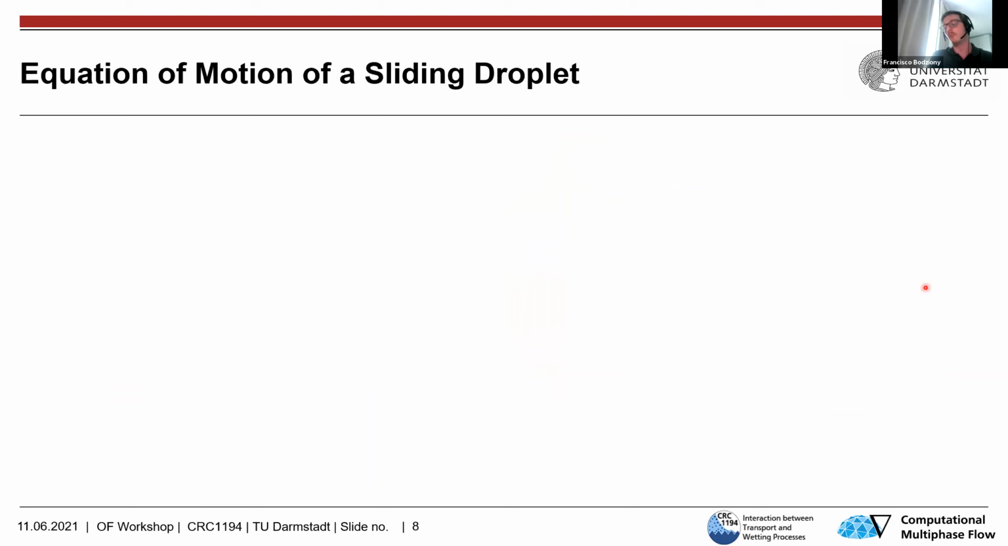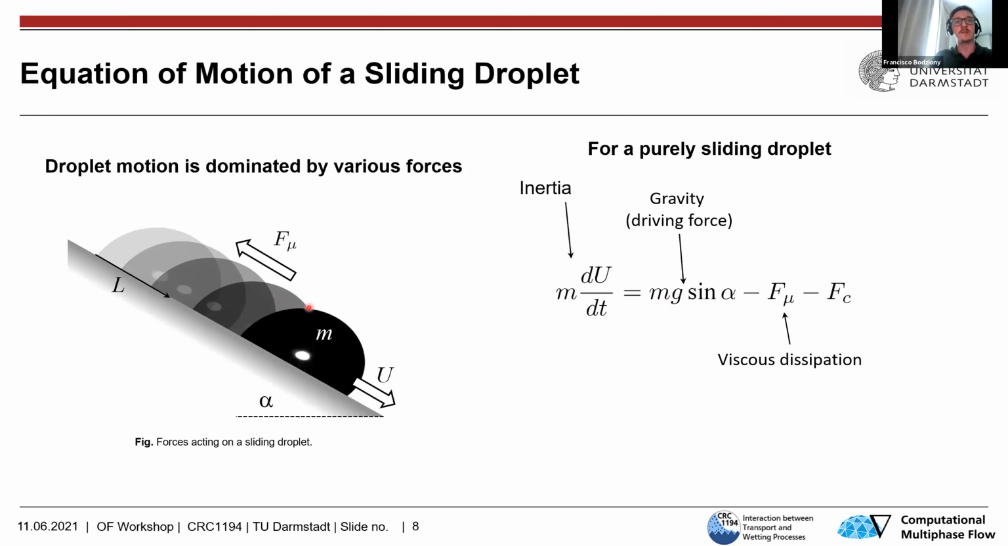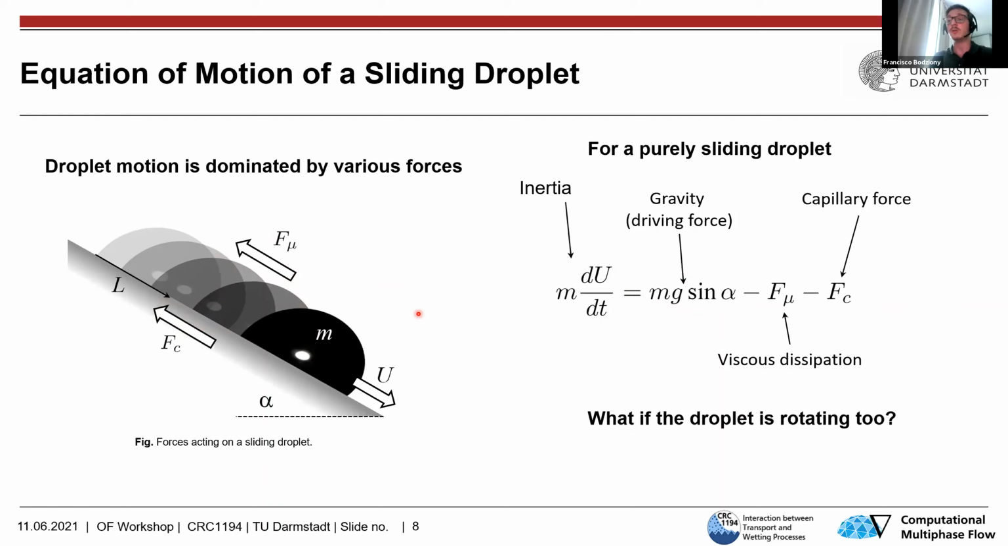So the equation of motion for a sliding droplet is given by Newton's equation, in which the first term is the inertia or the acceleration term. The gravitational force is the driving force. It drives the droplet downwards, and it's counteracted by the viscous force or the viscous dissipation, which is acting on the whole volume of the droplet, and also by the capillary force, and this is only acting on the contact area of the droplets. But if the droplet is also rotating, is this equation going to hold still?